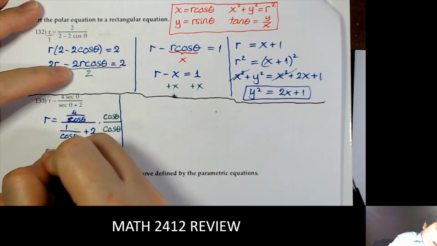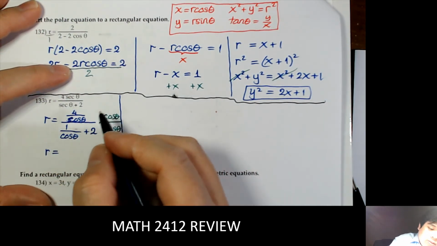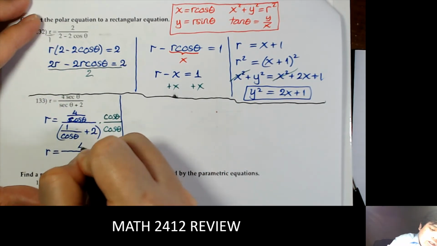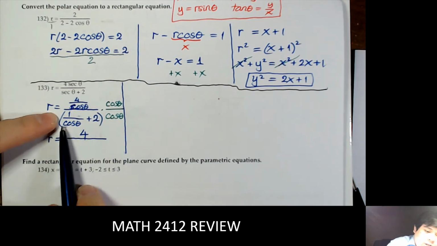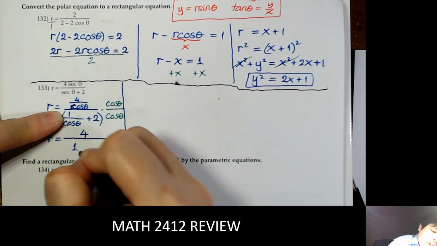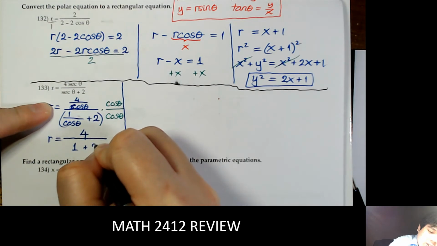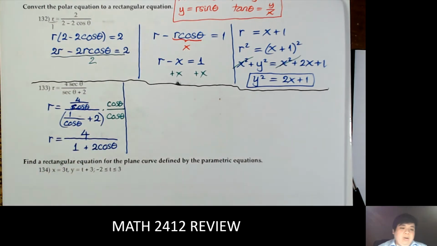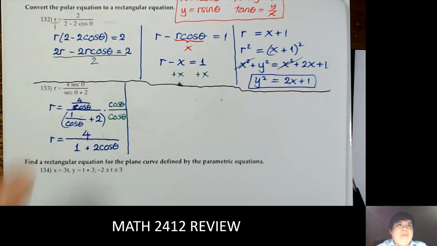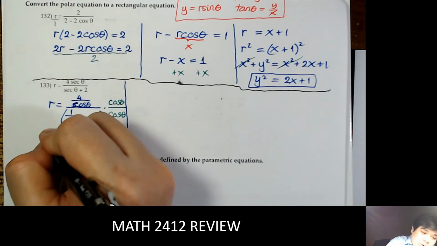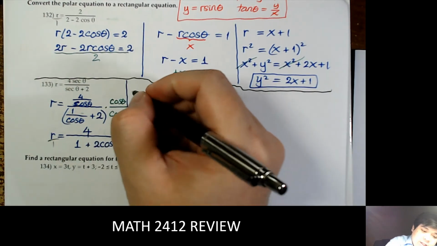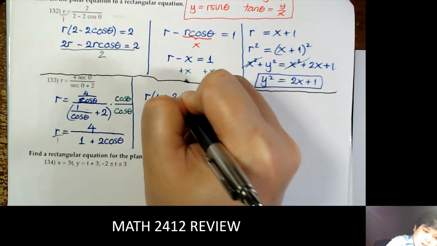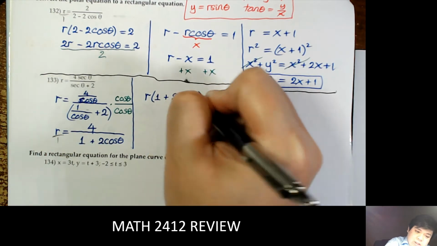So in that case, we will have r equal to, cosine cancels, that's going to be 4. And then cosine multiplied in here, just 1, and that 2 cosine. So that's kind of like that form, right? So now we cross multiply. We have r times 1 plus 2 cosine equal to 4.